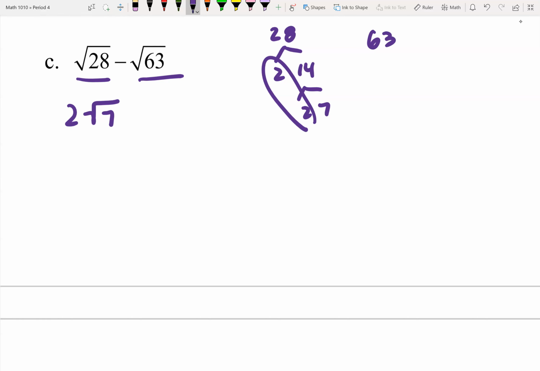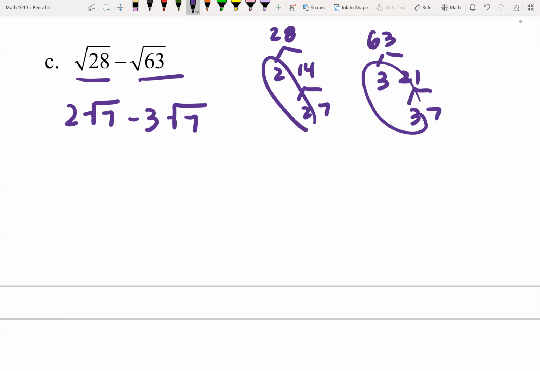Now I'm going to do the 63. 63 is 3 times 21. 21 is 3 times 7. So these two 3's come out as a single 3. And inside I have a 7. Can I add them together? Yes. I'm not really adding, I'm subtracting, but adding and subtracting kind of go together. Because I have a 2 and a negative 3, that's a negative 1. There's my answer, and I'm done.